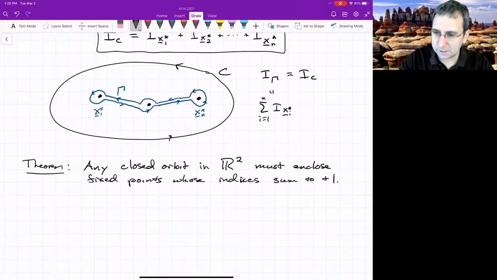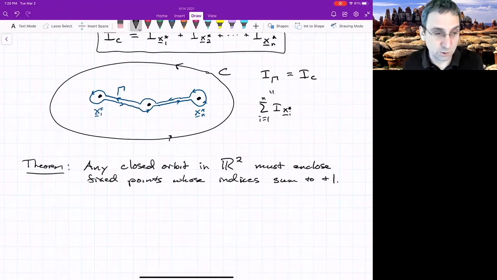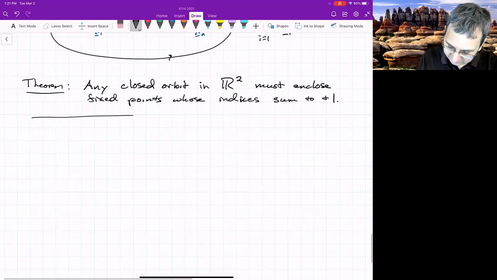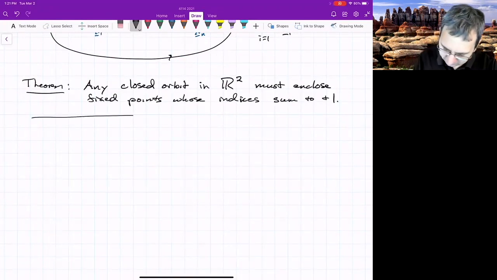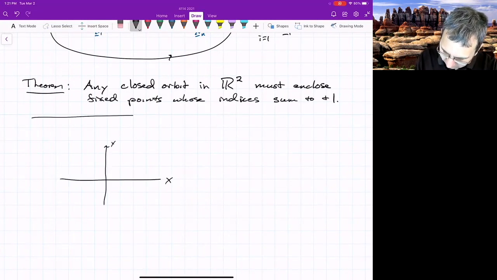That's it. You can use this to do things like prove that there are no closed orbits in a certain system, or that there will be closed orbits in a certain system. So as an example, I think we saw something like this, where I'll plot X and Y.